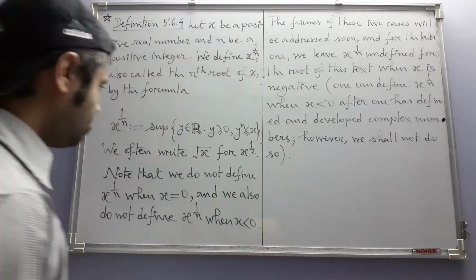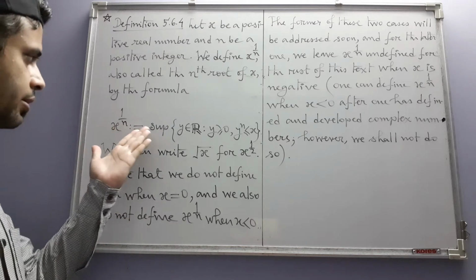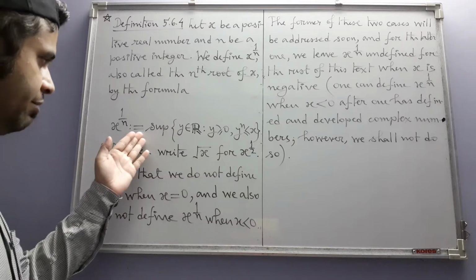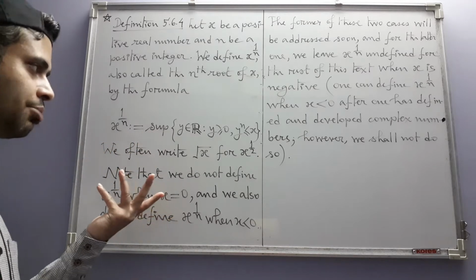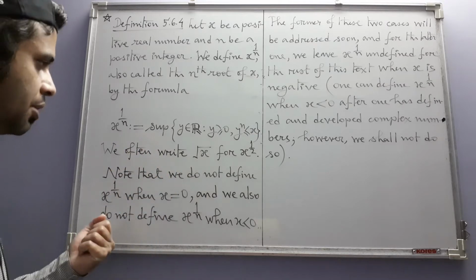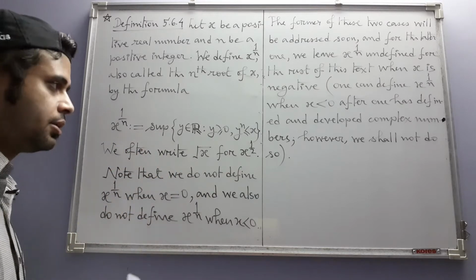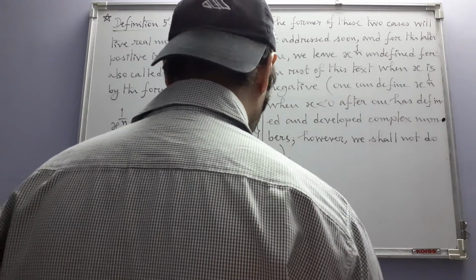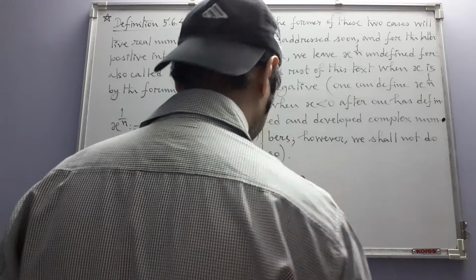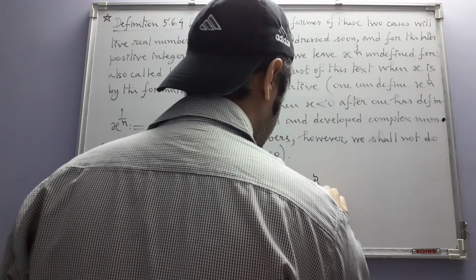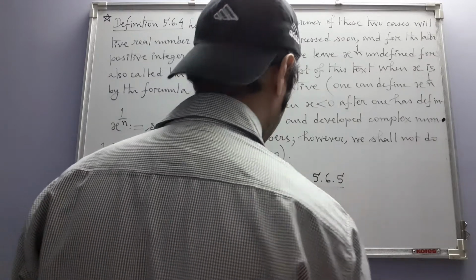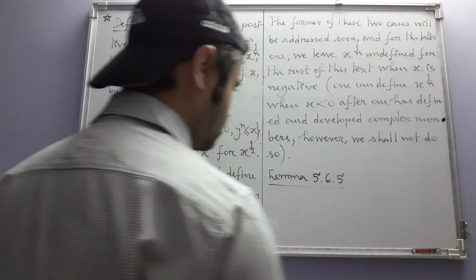Now, simply saying that this is the supremum of this set is not very useful. If it is not a real number, if it is minus infinity or plus infinity, then we can't do anything much with it. But we will now show that it's always a real number. And that is the next lemma. 5, 6, 5. Existence of nth roots.